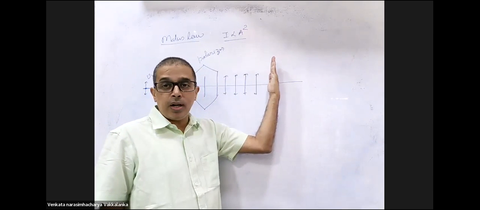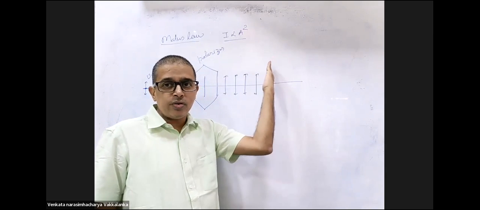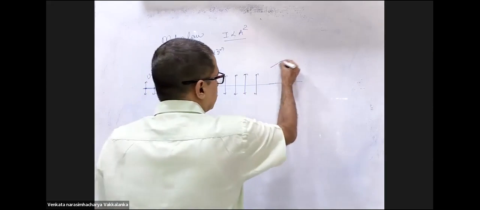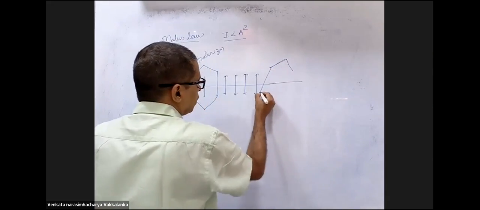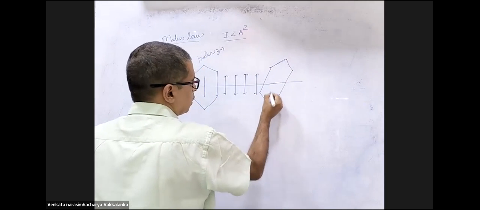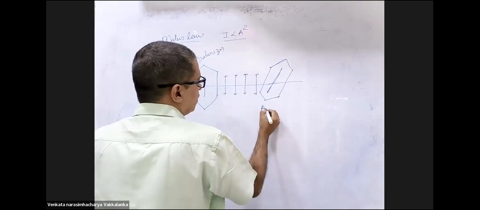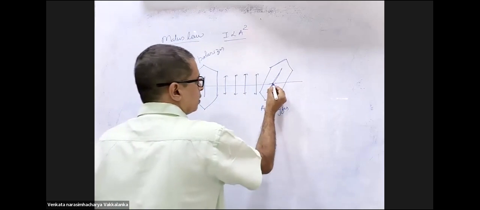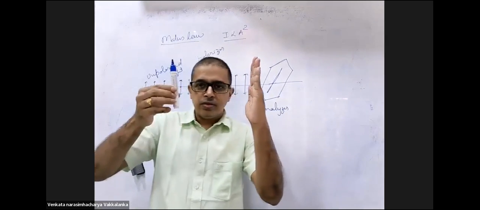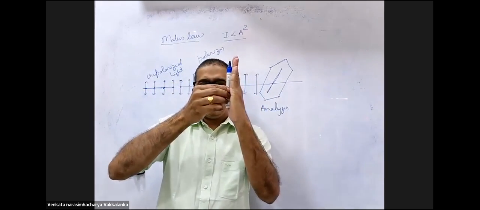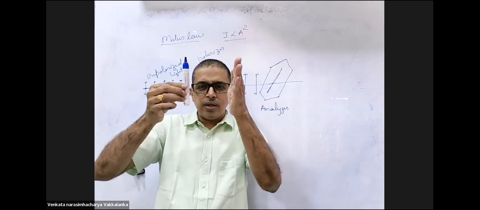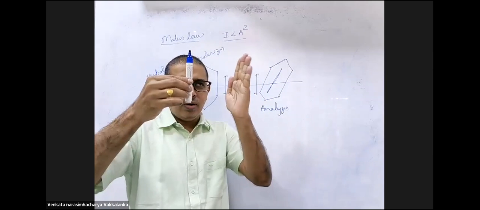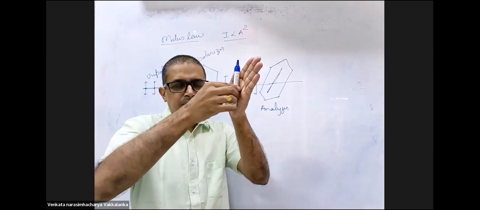Now this is another polarizer here. But what you do is you turn this way. This we will call as analyzer. Right? See, this is the way light is going. Now the analyzer is turned this way. I'll put it this way and I'll show you. This is the way light is going. Now analyzer is turned this way.